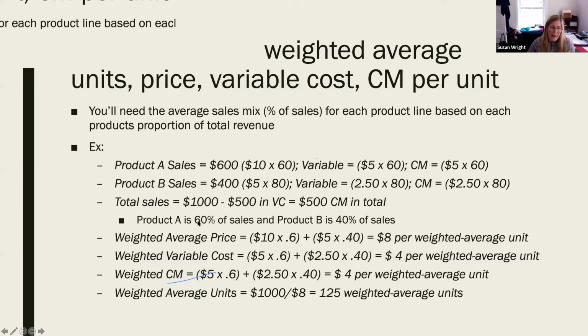Our product A is 60% of sales. That's 600 divided by 1,000. And product B is 40% of sales. That's 400 divided by 1,000. And so these are your sales mix ratios.